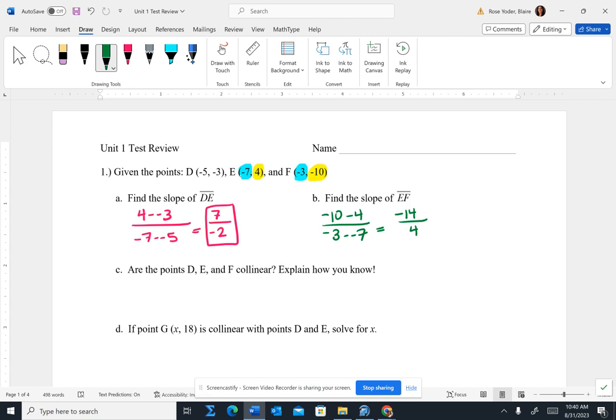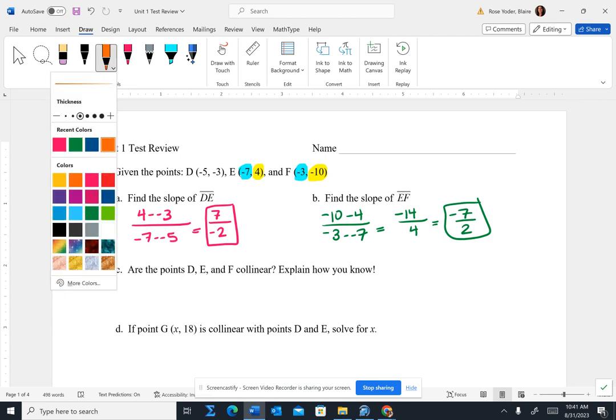You'll want to simplify this. You can either use the fraction button on the calculator, or you can just divide the top and bottom by 2. But when you simplify, you'll see that you also get negative 7 over 2. So you never want to decide whether or not the points are collinear until you've simplified the fractions.